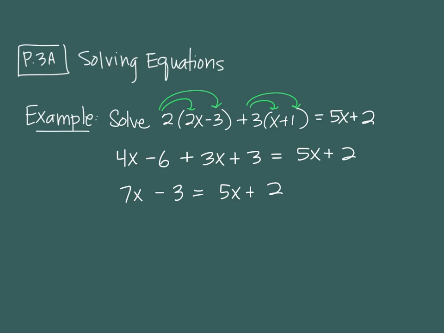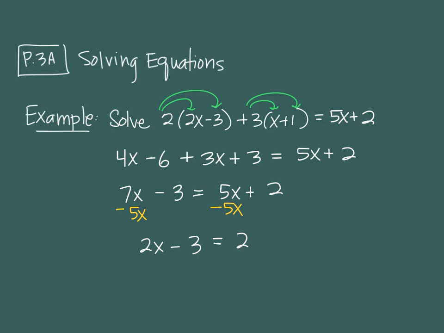All right, and then we saw this before. Now we've done distributing, we've done combine like terms. What's the next step to do to both sides? What do you think? Subtract or add. Okay, I could subtract something from both sides, or I could add something to both sides. What do you want to do? Subtract 5x. Okay, sounds good to me. So I'll take 5x away from both sides. That's going to give me 2x - 3 = 2.